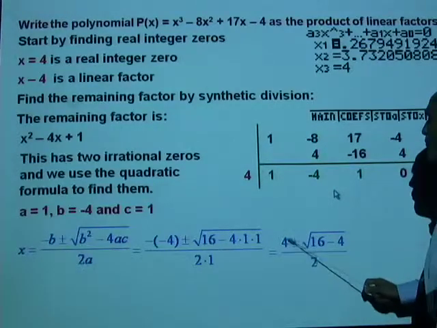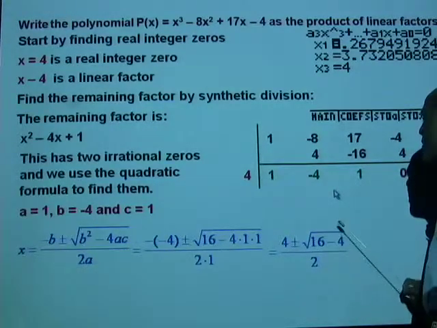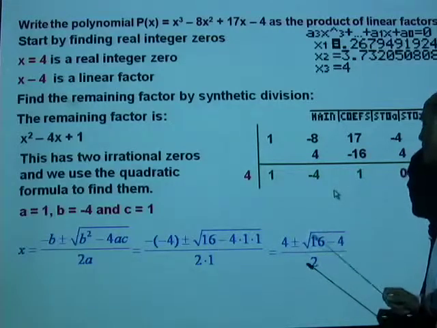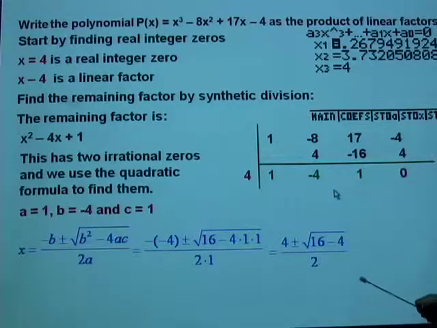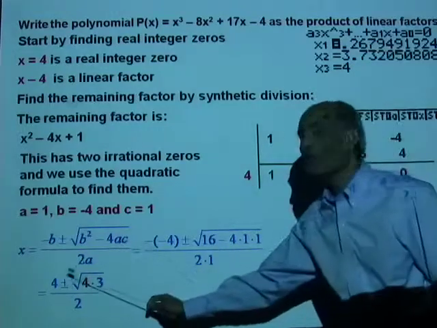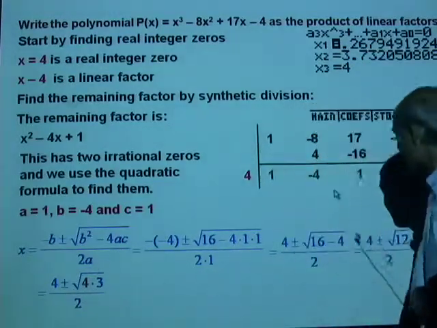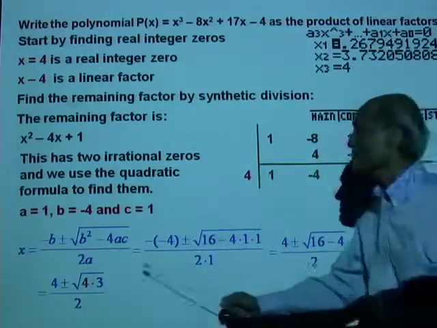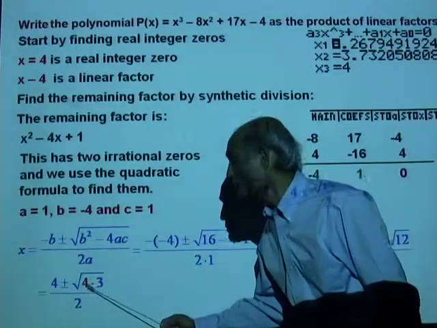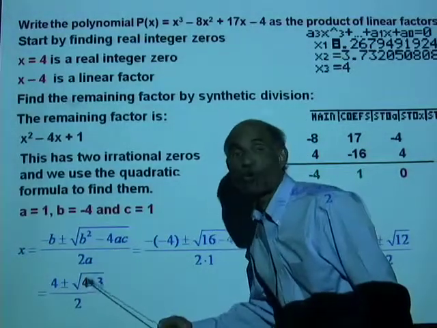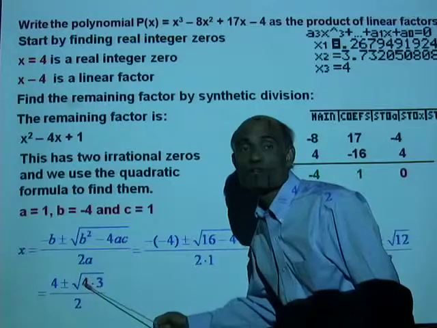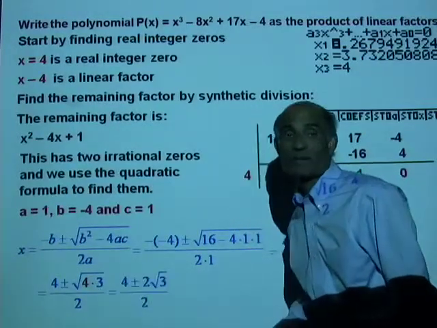That will be 4 plus or minus square root of 16 minus 4, over 2. And that will be 4 plus or minus square root of 12, over 2. And 12 is 4 times 3. Now this will become square root 4 times square root 3, which is 2 square root 3.